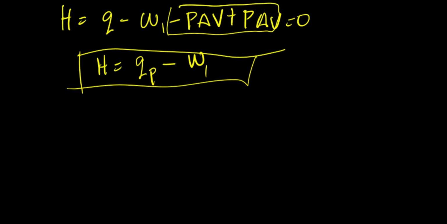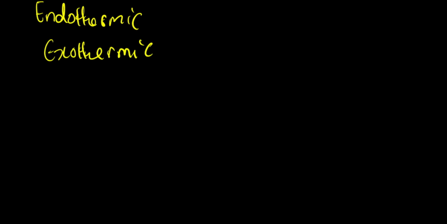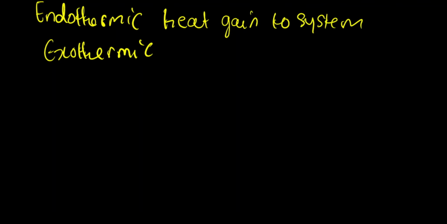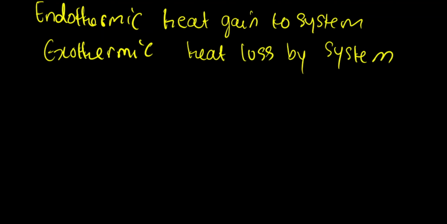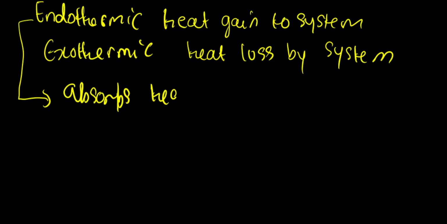So this would be the equation for enthalpy at constant pressure. Now let's take a look at how enthalpy relates to heat. This brings us to the idea of endothermic and exothermic reactions. In an endothermic reaction, we have a heat gain to the system, and in an exothermic reaction, we have heat lost by the system. In other words, an endothermic reaction absorbs heat while an exothermic reaction gives off heat.